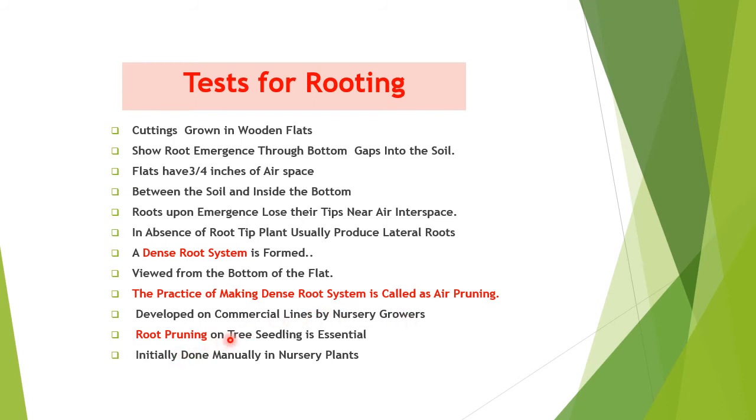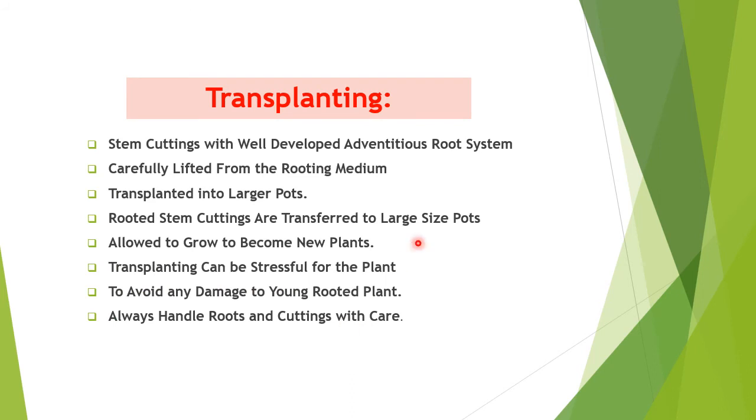Root pruning on tree seedlings is essential, and it was initially done manually in nursery plants. They used to cut the taproot so that little roots are formed there. Once the rooted plant is there, you have made a stem cutting into a rooted plant. Stem cuttings with a well-developed adventitious root system are to be carefully lifted from the rooting medium and transplanted into larger pots. Rooted stem cuttings are transferred to large size pots and allowed to grow to become new plants.